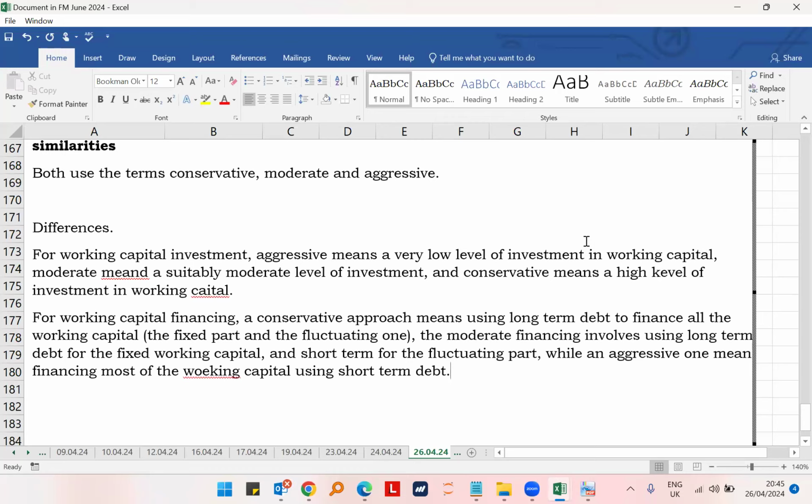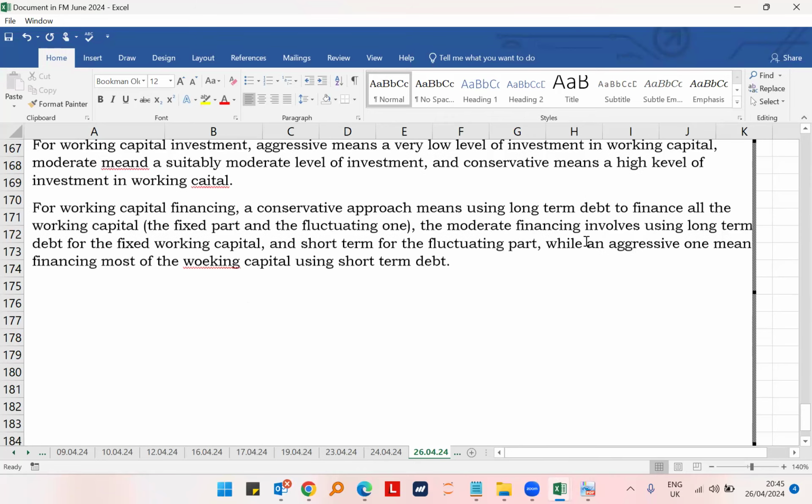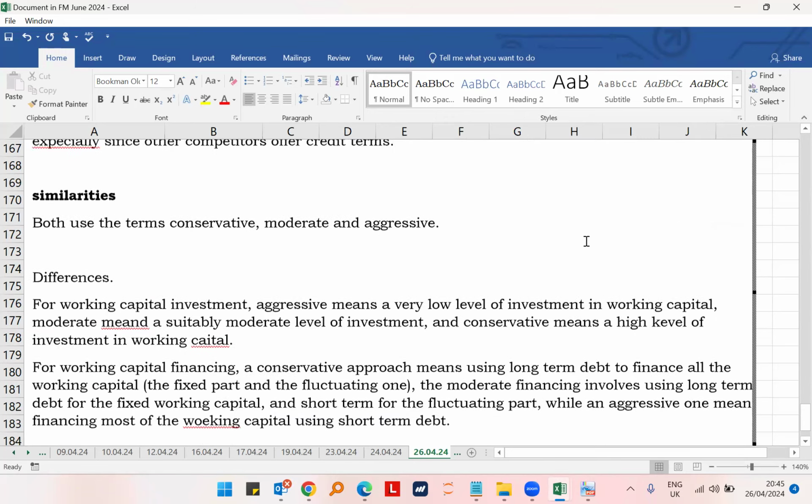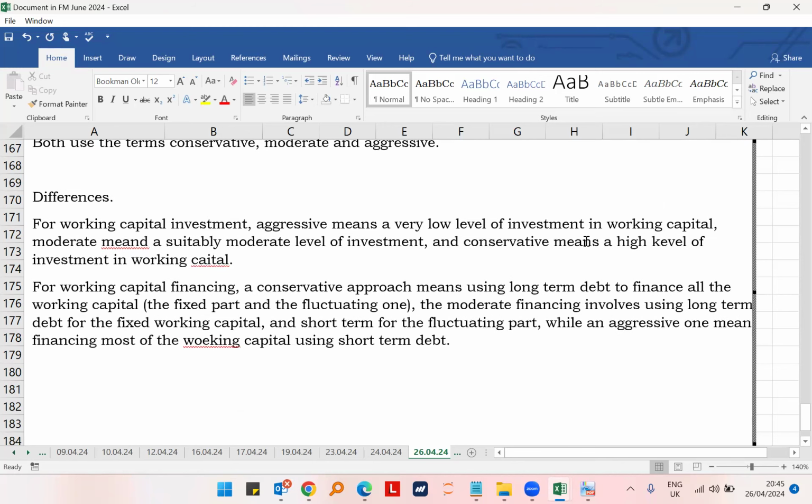Okay, so this one is guaranteed to give you 8 marks because you have talked about both of them. You have talked about the similarities and talked about the differences. Now, I don't know if you knew this or it is something that you feel like you couldn't have written like this.